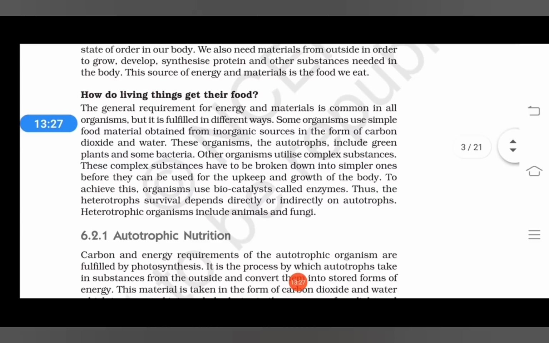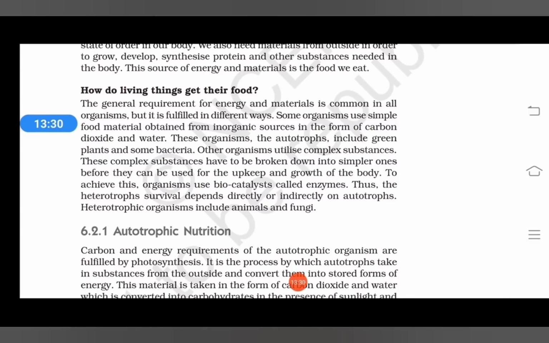So how do living organisms or living things get their food? The general requirement for energy and material is common in all organisms, but it is fulfilled in different ways.